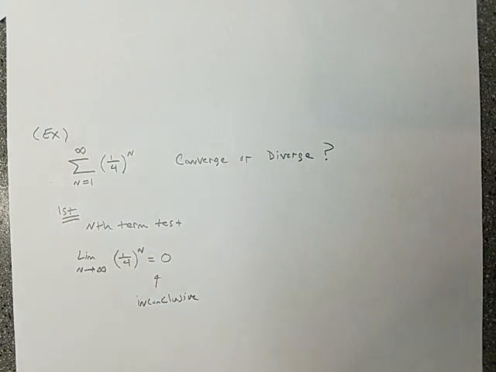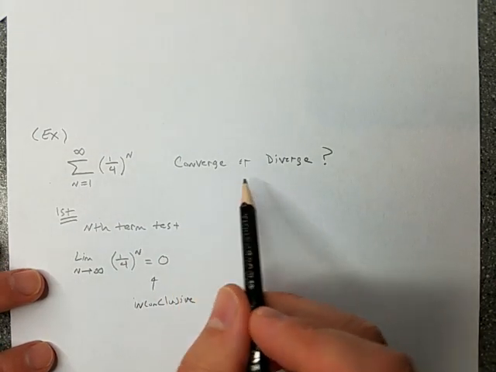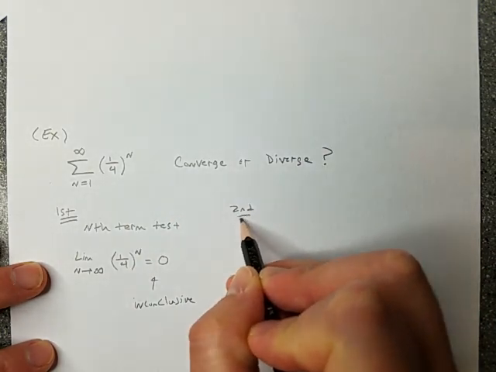All right, it doesn't tell us anything. So now we need to figure something else out. How else can we figure out if this series converges or diverges? Well, what's our second strategy going to be?